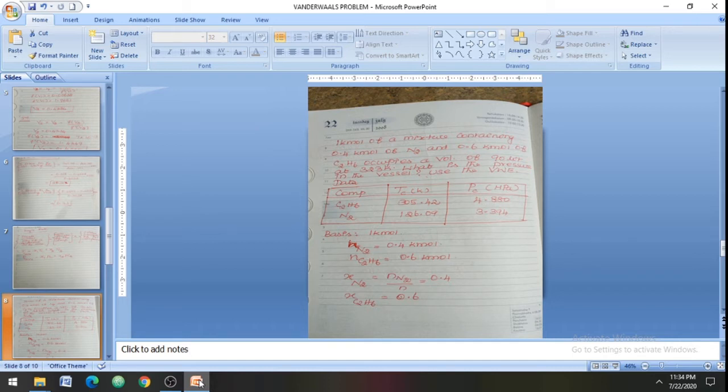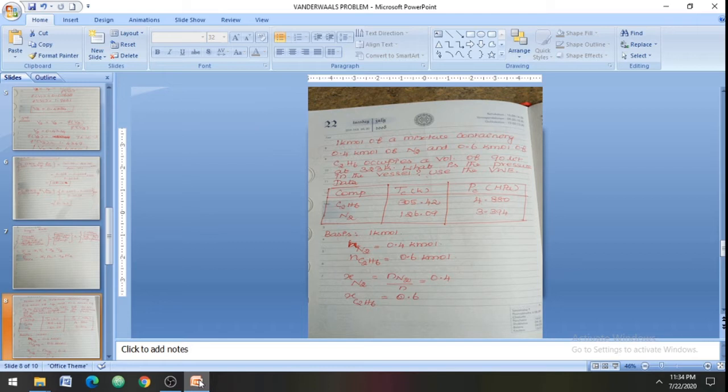Students, you know the procedure to solve the problem. Step number 1, find the question of the problem. Step number 2, basis. For this problem, the basis is given as 1 kilomole. Then the number of moles of nitrogen and of C2H6 are given. So the number of moles, notation n nitrogen is equal to 0.4 kilomole, n C2H6 is equal to 0.6 kilomole. Reading the problem carefully, write all the given data in this step.